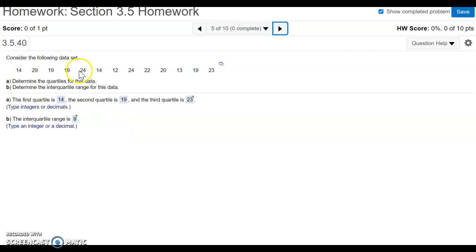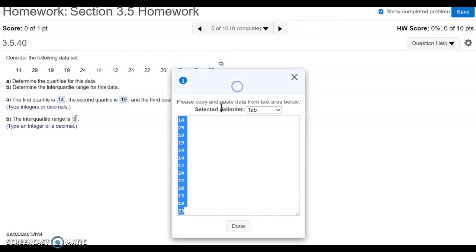In this video, we're going to look at quartiles and find the interquartile range. So here is our data, and I'm going to copy it. And let's look at first quartiles.